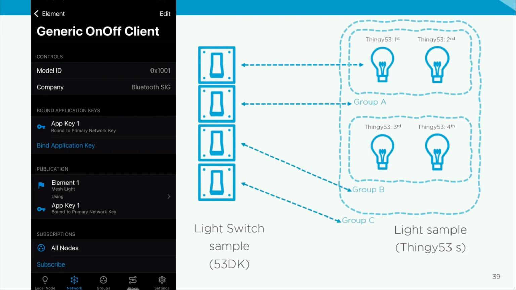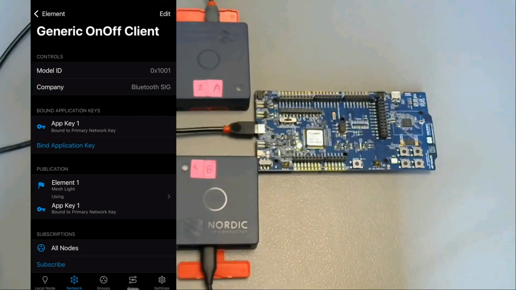First button should be configured to communicate with the first thingy. Now I'm going to configure the second push button, or the generic on-off client instance associated with the second button, to communicate to group A, the third one to communicate with group B, and the fourth one to communicate with group C. Let's quickly check if our configuration of the first button has actually worked as expected.